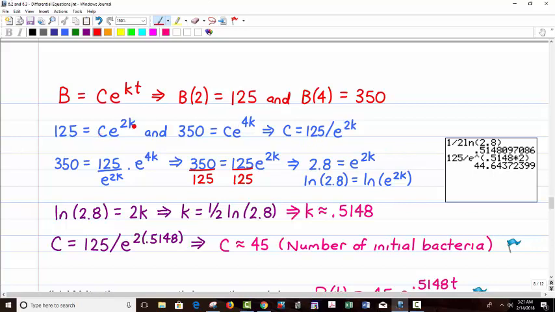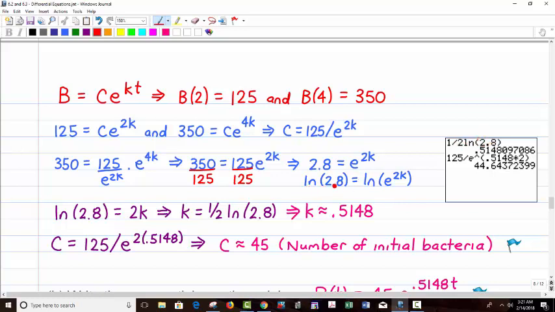I took the first one and solved for C by dividing both sides by e to the 2k, and I'm going to plug that into this other equation. So I took the 125 divided by e to the 2k, plugged it in for C. You combine those exponents: 4k minus 2k is 2k. Divide both sides by 125 to get rid of this, because to apply ln, I need the coefficient of e to be gone. That came out to be 2.8. Once the coefficient of e is gone, I can apply natural log to both sides, and that gets rid of the e. So I have 2k on the right, ln of 2.8. So k will equal 1/2 ln of 2.8.